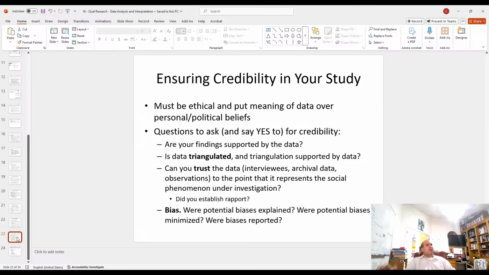Okay. All right. Ensuring credibility: you have to be ethical and put the meaning of the data over any personal or political beliefs, as we talked about. So you've got to say yes to these questions for credibility. Are your findings supported by the data? You can't say you found something and not have any data to back it up, right? Is the data triangulated? Did you collect different sources of data? Can you trust the data to the point that it represents the social phenomenon under investigation? Did you establish rapport? Were there any biases, any limitations? Were they explained, right? Were they reported? Okay.